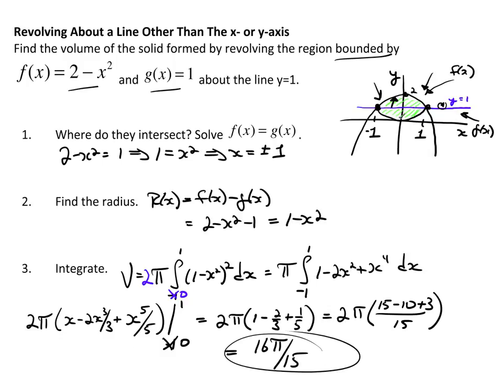So the volume of my football looking thing, it's not really a football, but you know, it has that shape to it, is 16 pi over 15 cubic something, whatever the units happen to be.